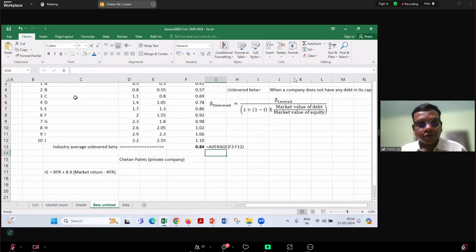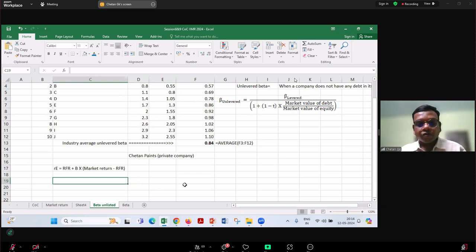Okay. So now what I do is, what is the debt to equity ratio, debt by equity for Chetan Paints, I know. What is the debt to equity ratio of Chetan Paints? It is 0.66. How I computed that? Debt by equity I did. I got that ratio ready with me. Okay. So now I should compute debt by equity means what?